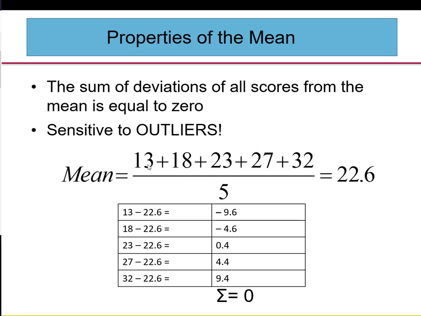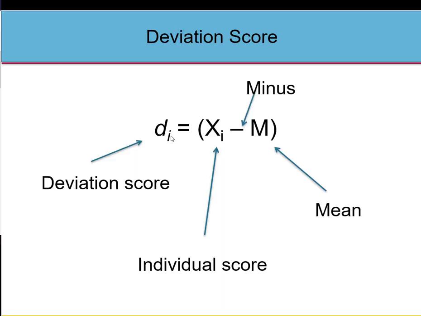So if I take this first 13, this first score, and I subtract the mean, this is a deviation score. This is how much this is different than this. If I take this one and subtract the mean, I get this number. Do that for all of them. If I add all these up, they come to 0. Okay, well that's not helpful if I want to use that to divide or multiply by anything. So I just want to reiterate, a deviation score is the individual score minus the mean.